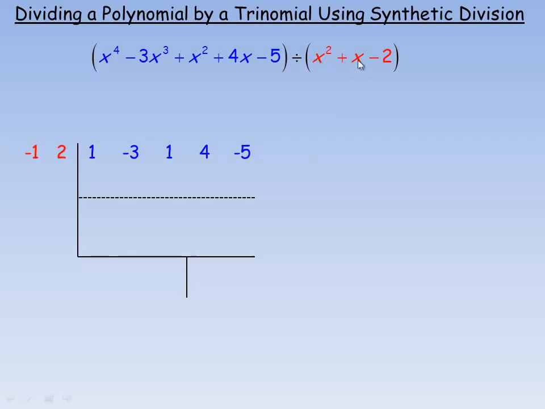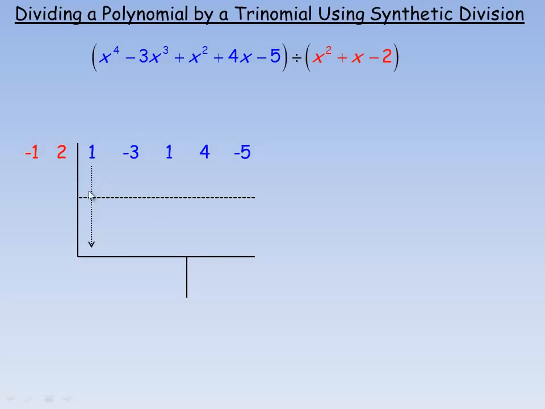Now we're dividing by x squared plus x minus 2, so what you do is you put the opposite of the coefficients of the linear term and the constant in the end. So the x coefficient is 1, so I put negative 1. The constant in the end is negative 2, so we put plus 2. And that actually is the same for the constant in the end as when you're using synthetic division to divide by a binomial.